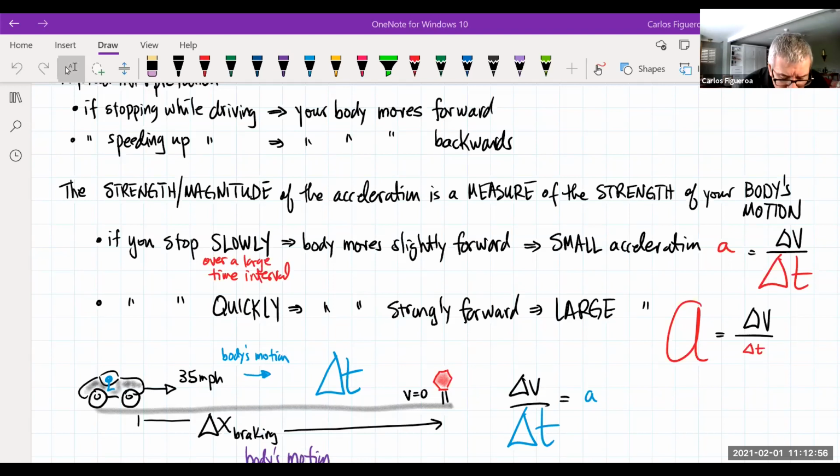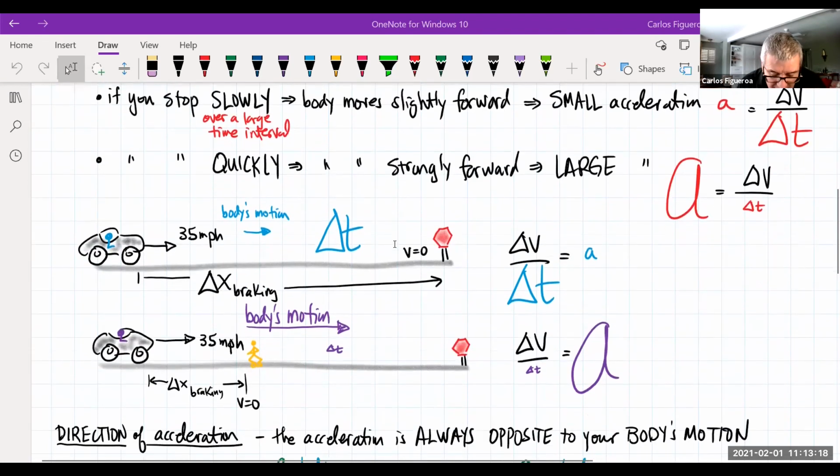On the other hand, if you stop really quickly, the strength of your body to go forward is very strong. That's what we call large acceleration. That's what I mean about your body's motion. The strength of your body's motion is directly proportional to the acceleration. And so I tried to give you this example about driving.